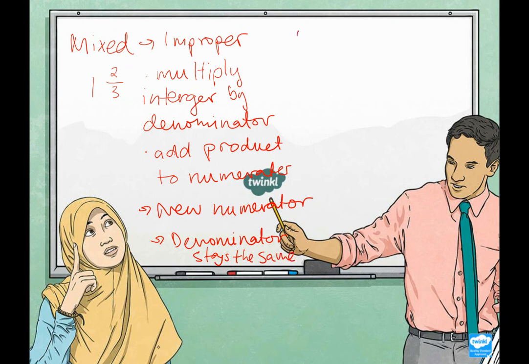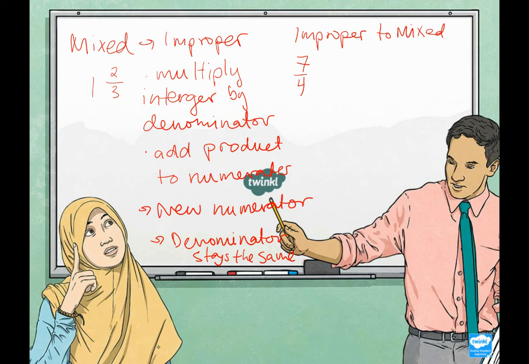Okay, and when going from improper to mixed. Okay, so we have something like 7 over 4. Excuse me for 1 second here. Okay, we go 7 all over 4. Sorry for the pause, I got a little bit distracted.